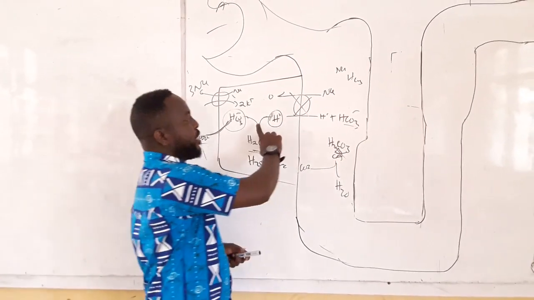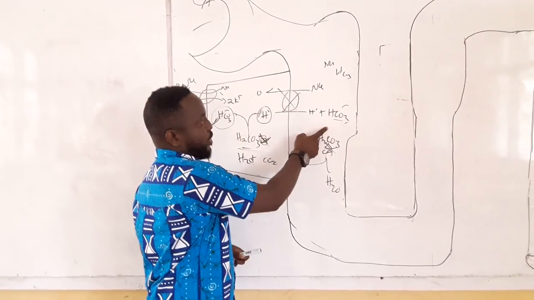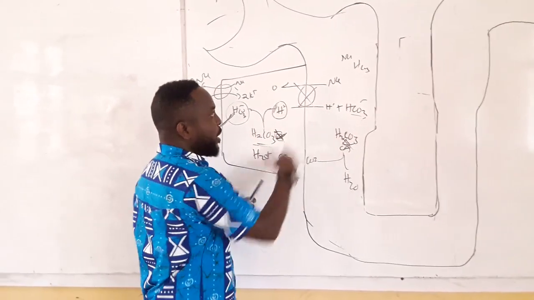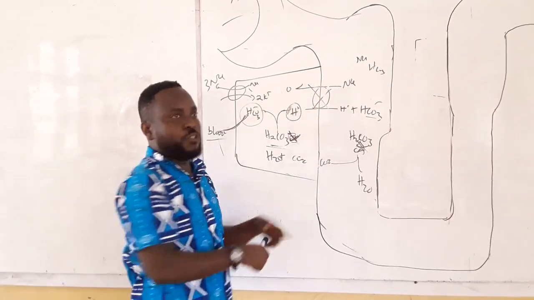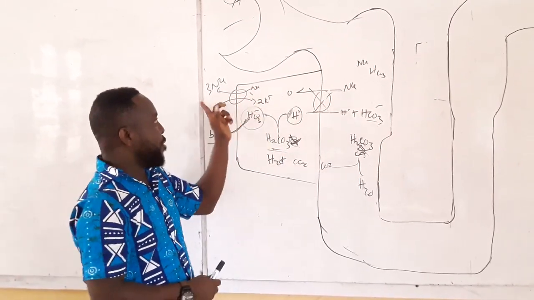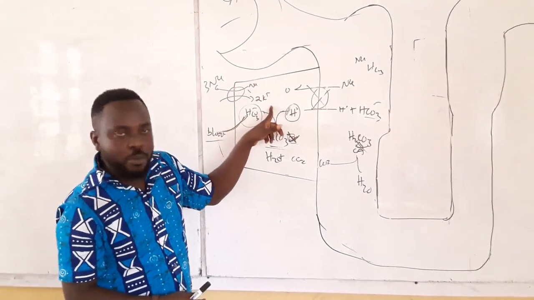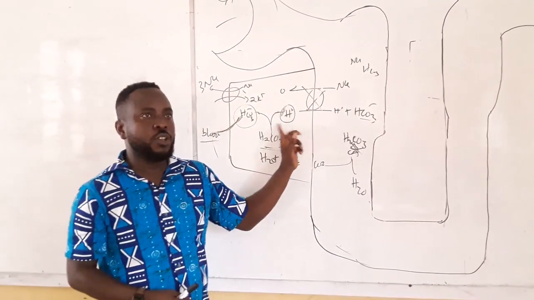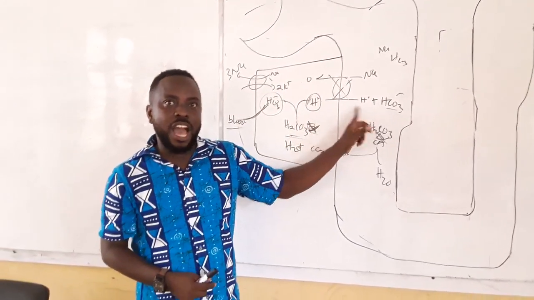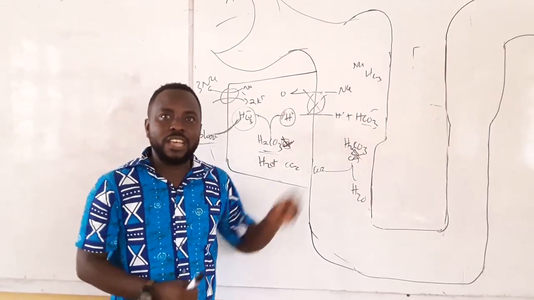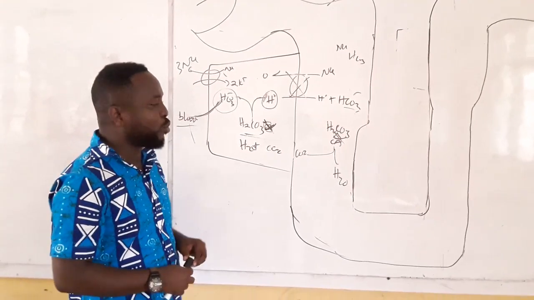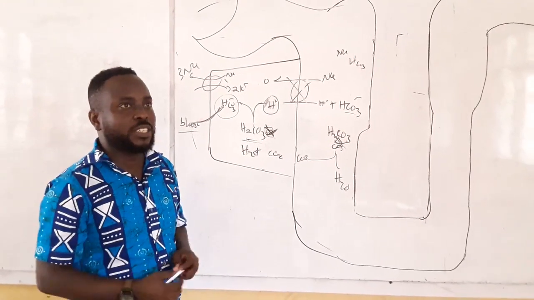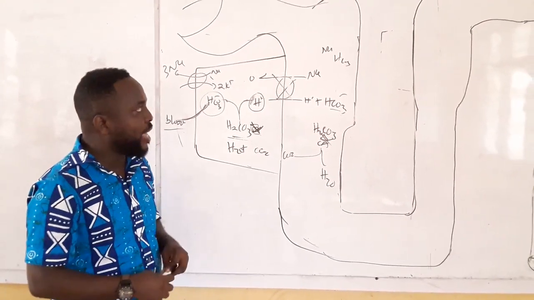So if hydrogen is not secreted, that means if we affect this pump, sodium will not be taken in. And if sodium is not taken in, what happens? Then we are not going to exchange sodium for potassium. Are you okay? And these hydrogen ions too will not be secreted out to form this carbonic acid that we spoke about.